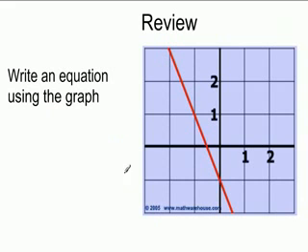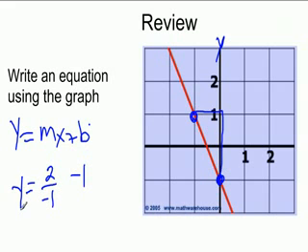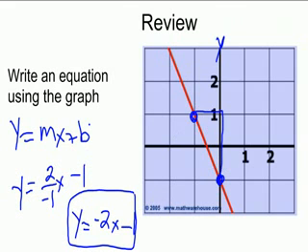Write an equation using the graph. Well, our equation has to be mx plus b, so our y-intercept is b, so we're going to do that first. It intersects our y-axis here at negative 1. Our slope to get here would be down 2 over 1, so y equals negative 2 over 1 x minus 1. So you could write y equals negative 2x minus 1. There's our equation.